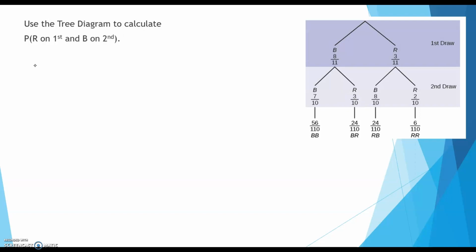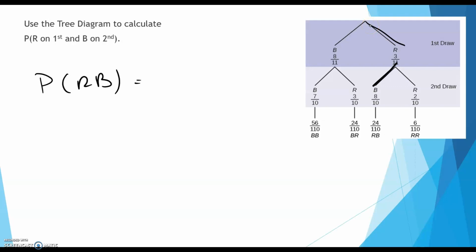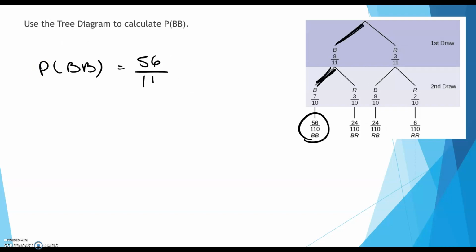Okay, the probability of a red on the first and blue on the second, that's just the same thing as writing this right here. So red and then a blue, 24 over 110. Probability of a blue and then a blue, so blue and then blue, right there, 56 over 110.